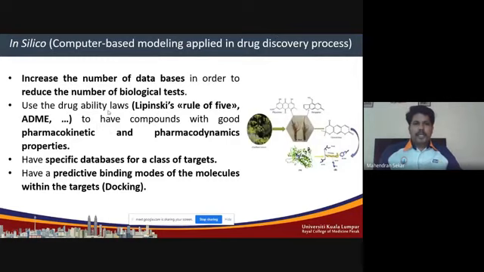So here the computer database will predict whether that particular compound will fit the Lipinski rule of 5. Based on this, we can predict the pharmacokinetic and pharmacodynamic properties. Pharmacokinetics is what the body does to the drug, and pharmacodynamics is what the drug does to the body. So based on the structure of the molecule, we can predict PK/PD studies. And by having a specific database for a class of target, we can have predictive binding modes of the molecule within the targets.